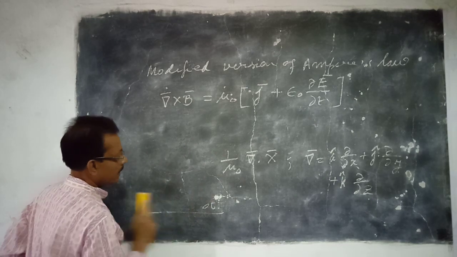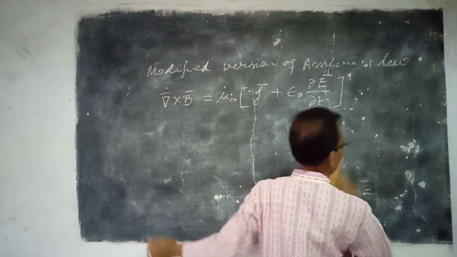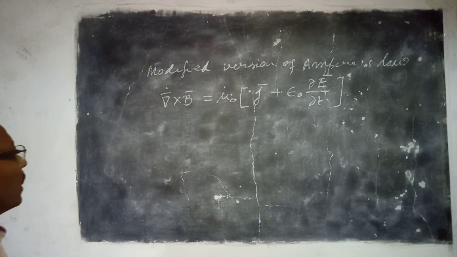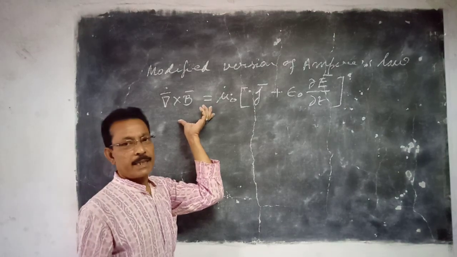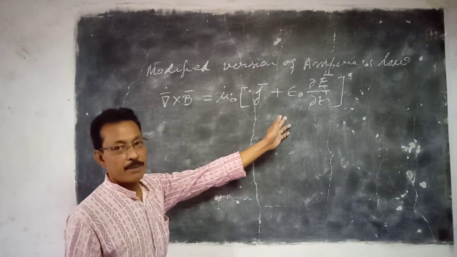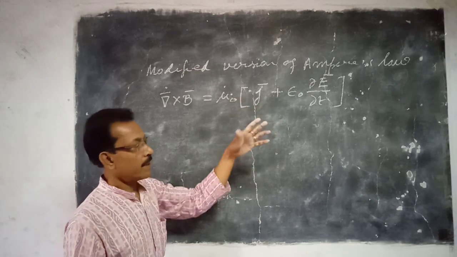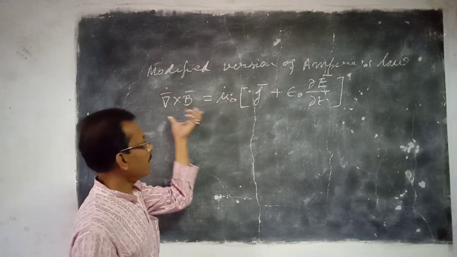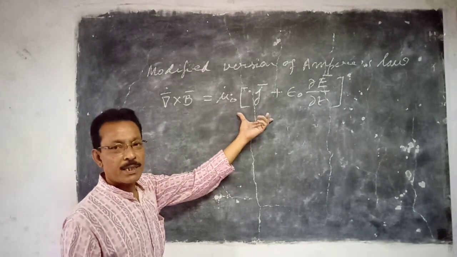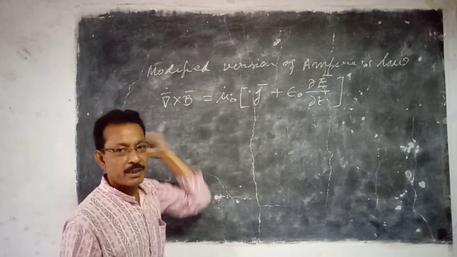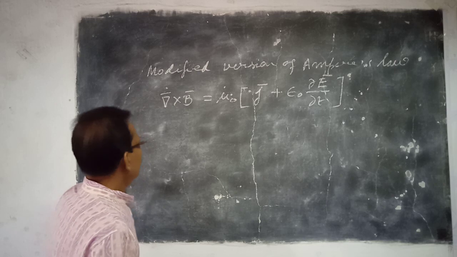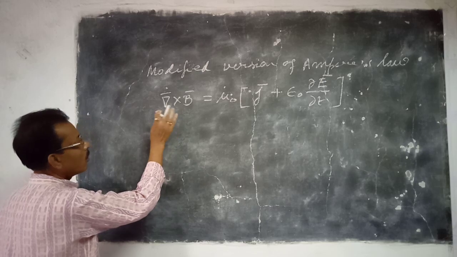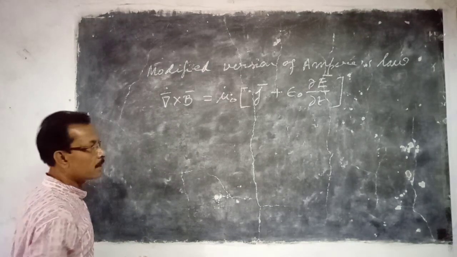So its integral form will be written accordingly. Initially we converted the integral form into differential form. Now we convert this differential form into integral form. If we want to convert this differential form of the modified version of Ampere's law into its equivalent integral form, then what will be the integral form? To convert it, we take the surface integral on both sides first.